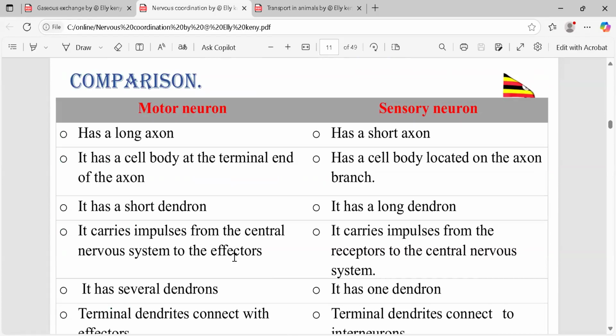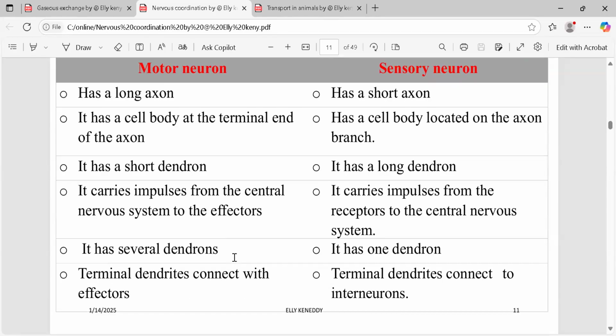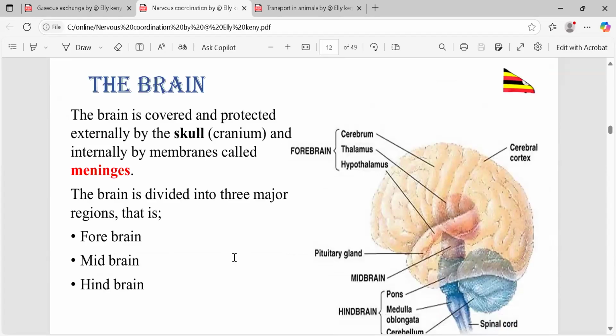We have a comparison between the motor neuron and the sensory neuron. And these are just structural differences that you read. I want to mainly talk about the brain in the 4 minutes.